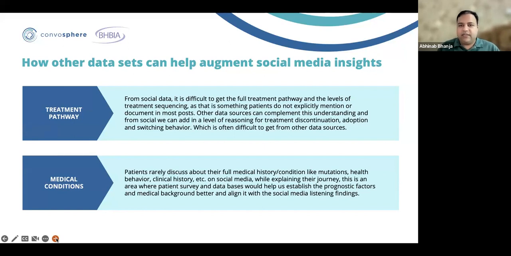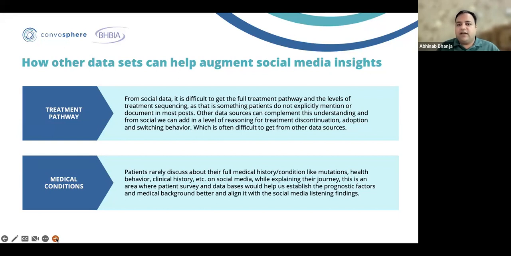So one is treatment pathway. As I mentioned, treatment pathway is something that patients do not explicitly always mention unless it is leading to a better quality of life or a favorable disease outcome. So in that case, other data sources can really complement the understanding that we are getting from social, in terms of how the treatment pathway and treatment sequencing look for a typical journey.